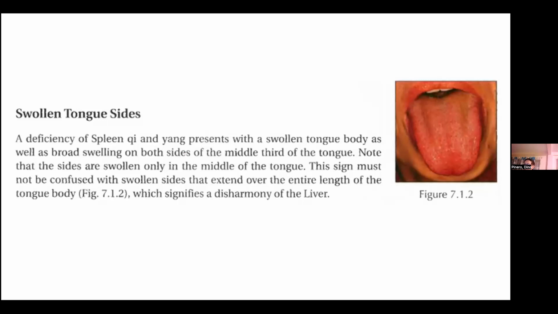So tingnan po natin mabuti. The signs must not be confused with swollen sides that extend over the entire length of the tongue body, which signifies a disharmony of the liver. Okay? Pag the whole length ng tongue, this is a disharmony of the liver. Pero pag sa middle third of the tongue, this is a spleen qi deficiency. Spleen qi and yang deficiency. Okay?